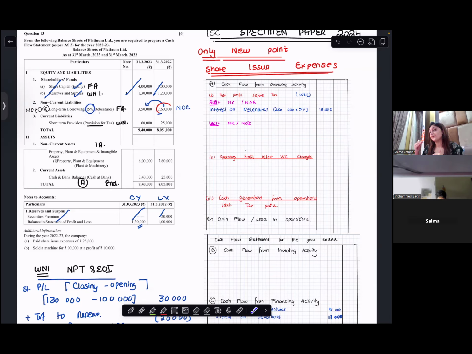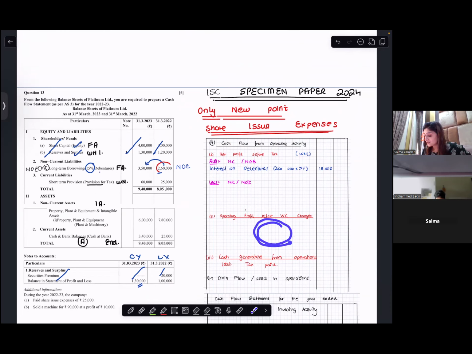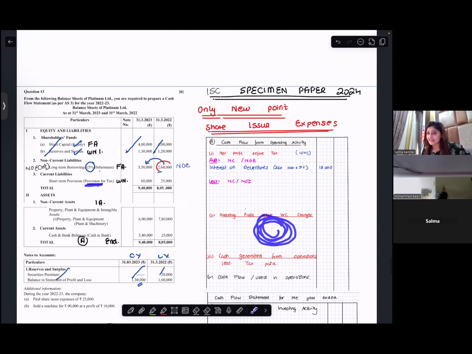When you want to calculate interest, you will always go and check for what? Date. If date is not given, use the opening balance. If date is given, then calculate accordingly. Are you with me? Now I'm going to my current liability section. Remember, current assets and current liabilities would come for changes in the working capital, except for the taxation, cash, and bank balance. Other than that, it would be a part of working capital.